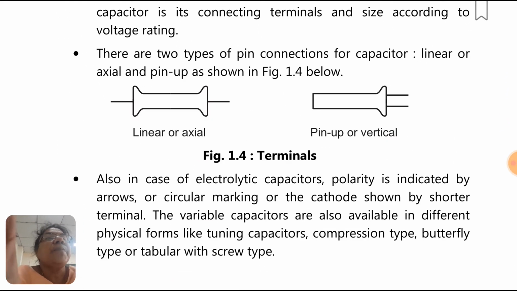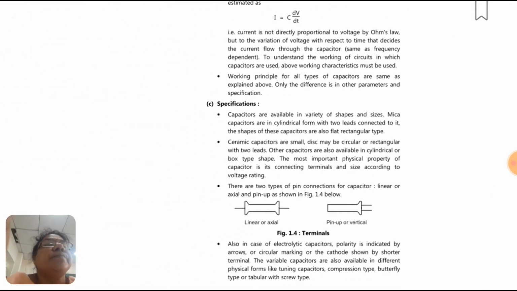There are two types of pin connections for a capacitor, linear (axial) and pin-up. Also in the case of an electrolytic capacitor, polarity is indicated by arrows or circular marking, or the cathode is shown by the shorter terminal. The variable capacitors are also available in different physical forms like tuning capacitors, compression type, butterfly type and screw type.